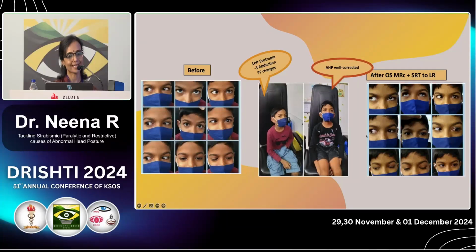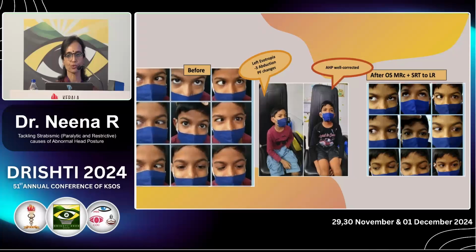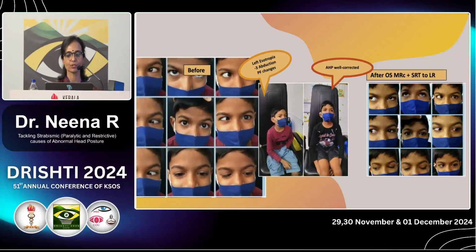So we did the same thing, a medial rectus weakening of the left eye, along with a superior rectus transposition to the ipsilateral lateral rectus. And you can see the dramatic change in his head posture pre and post surgery.